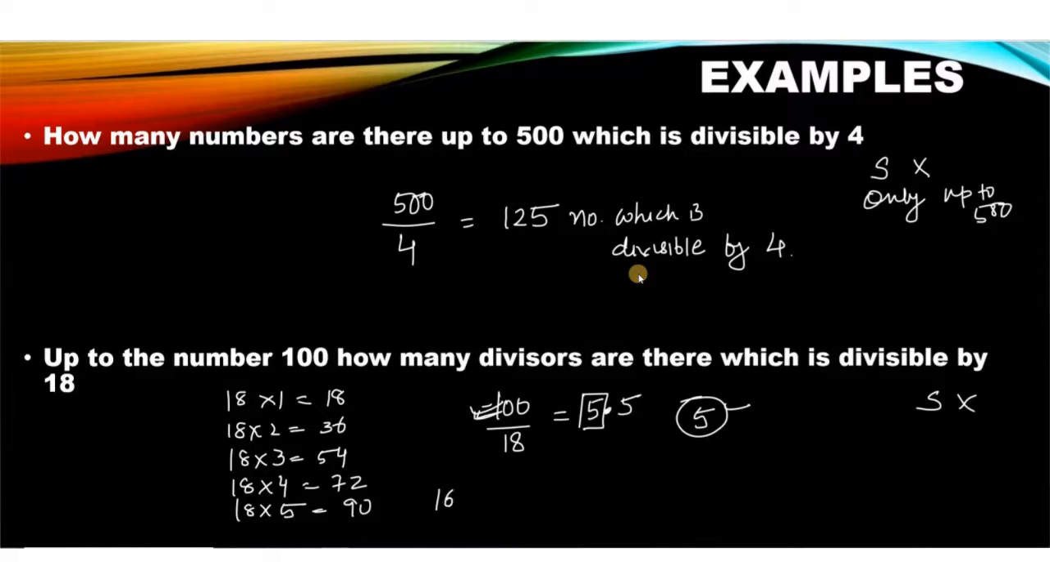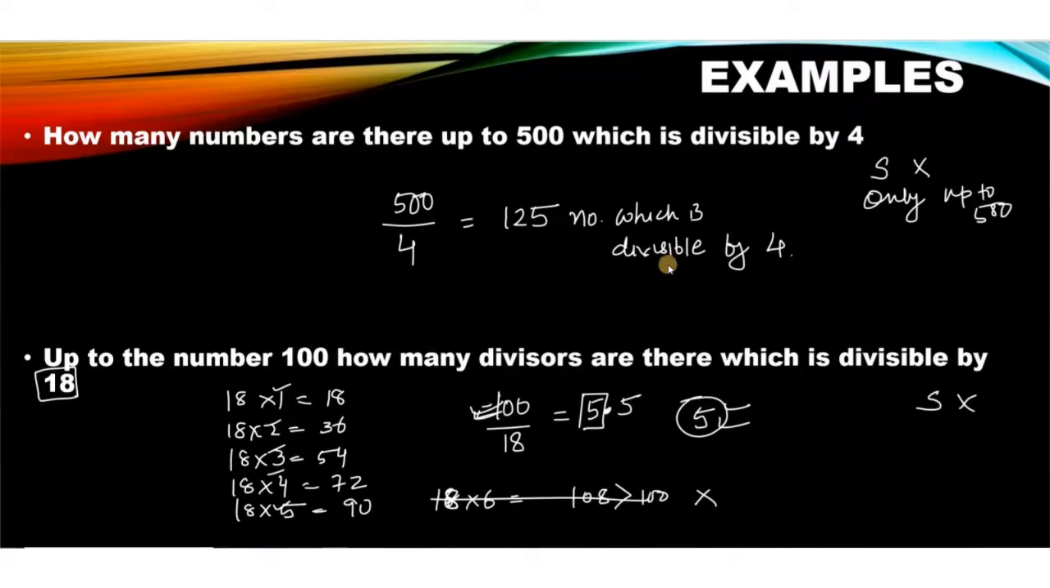Let's check the 6th number. 18 into 6, that is 108, which is more than 100. So we are not going to consider it. So how many numbers are there? 1, 2, 3, 4 and 5. So there are 5 numbers up to 100 which are divisible by 18.